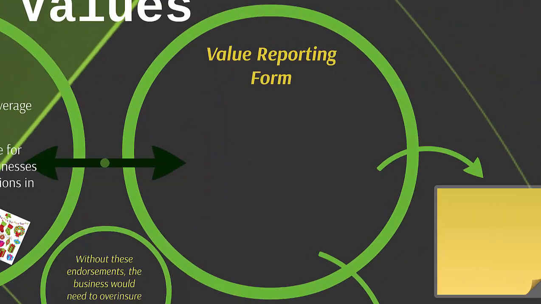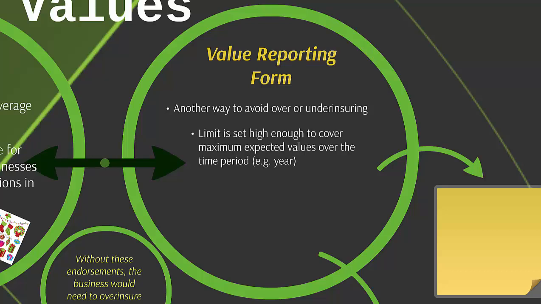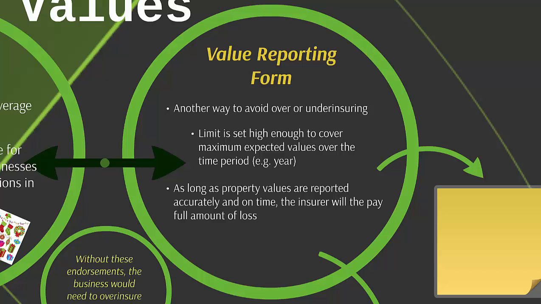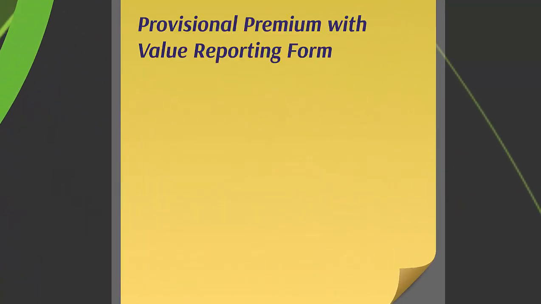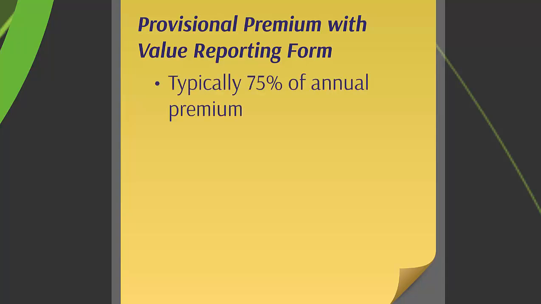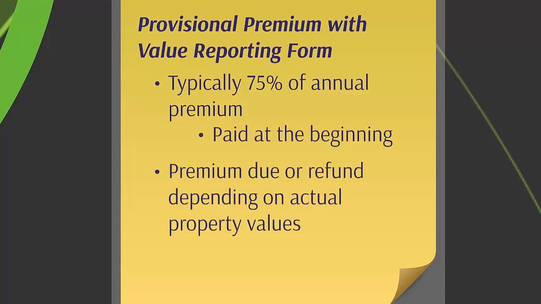But now let's look at the value reporting form. This is another way to avoid over or under insuring. A limit is set high enough to cover the maximum expected values over the time period, for example, a year. As long as the property values are reported accurately and on time, the insurer will pay the full amount of loss. The way this works is that you have a provisional premium with the value reporting form. It's typically 75% of the annual premium. This is paid at the beginning of the year or period.